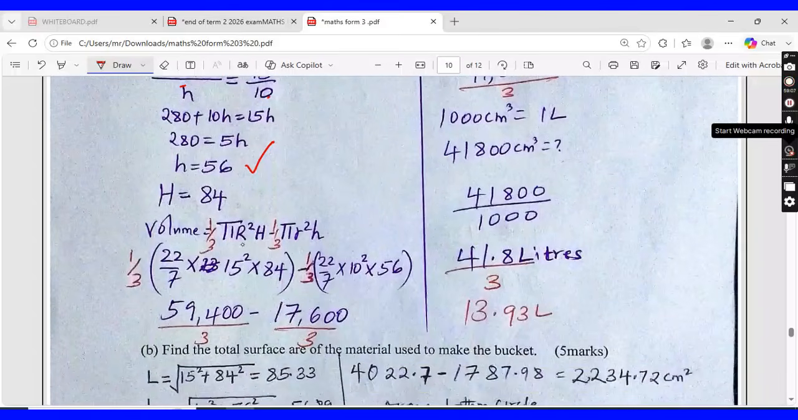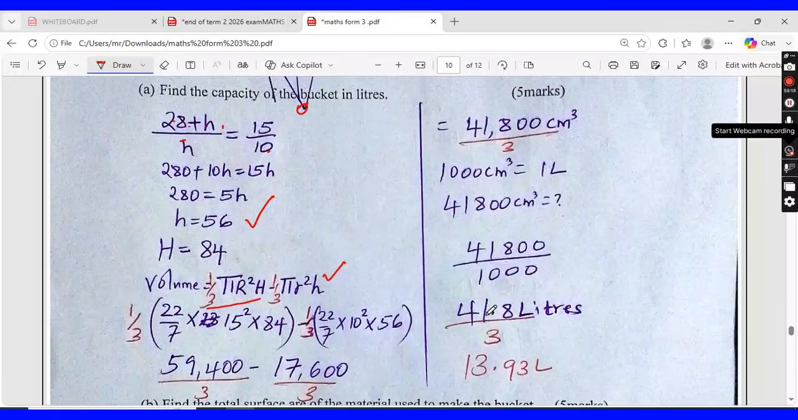Now we have H because we know the volume is given by one third pi r square H. This is for the bigger cone. You subtract the smaller cone. That gives you the volume. So our volume is, here it is divided by 3, times 1 over 3. That was forgotten. Now there we have our volume in what? In centimeters cube. Now you need to convert it to liters. You divide it by 1,000 to convert it to liters.